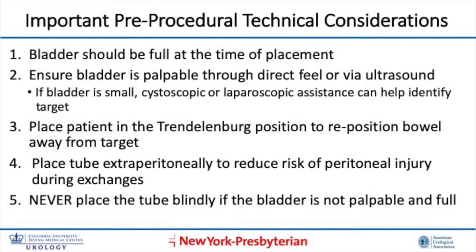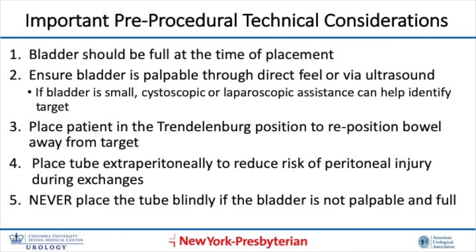There are a few key things you must consider prior to suprapubic tube placement. First, the bladder should be full and palpable at the time of placement. Ensure that it is palpable through direct feel or via ultrasound. The surgeon can use a cystoscope and fill the bladder to 70 centimeters of water to create a large, palpable target and hence an easy placement.